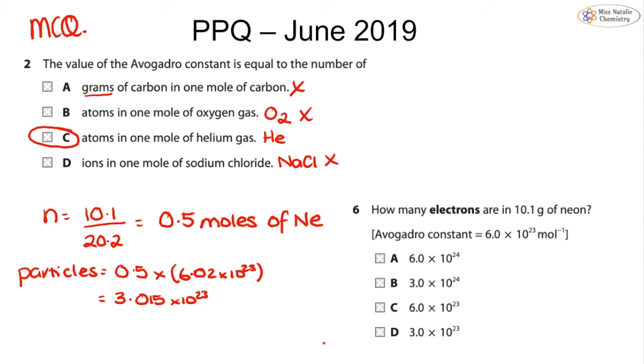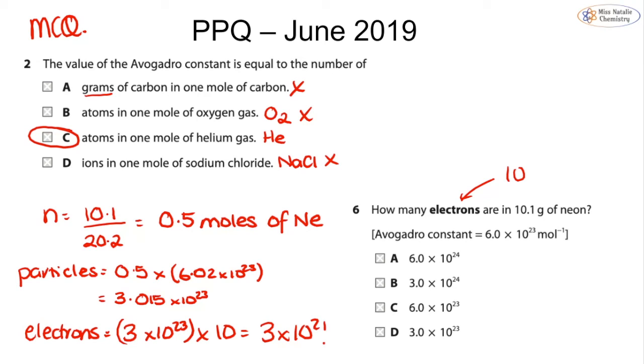And then for the number of electrons, well, I have to check the atomic number, and the atomic number of neon is 10. So I'm going to multiply my number of particles. If I have 3 times 10 to the 23 particles, each of them is going to contain 10 electrons. So my number of electrons is going to be 3 times 10 to the 23 particles times by 10, which gives me an answer of 3 times 10 to the 24, meaning my answer is B.